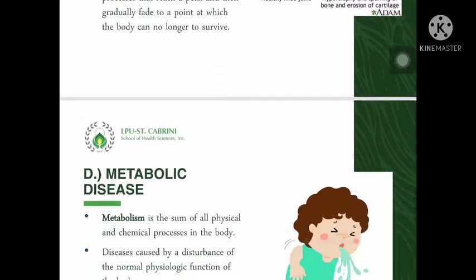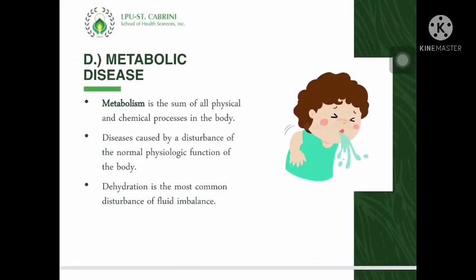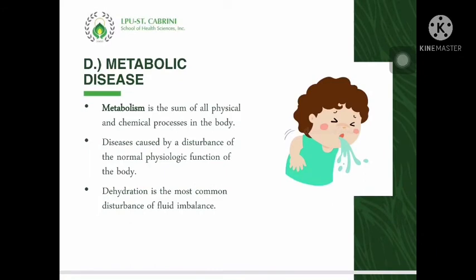Okay? So next is the metabolic disease. So metabolism is the sum of all physical and chemical processes in the body. So these diseases are caused by a disturbance of the normal physiologic function of the body. So ano ba yung mga naaapektuhan na metabolic disease? Usually, ang nag-maintain ng balance sa mga physiologic functions ng katawan ng tao is the endocrine glands.